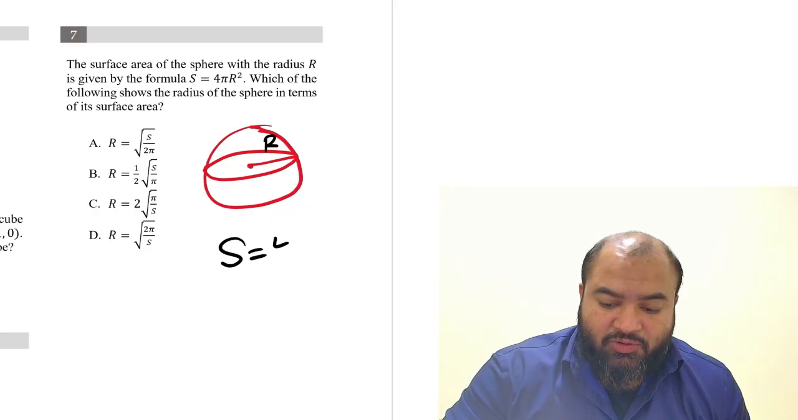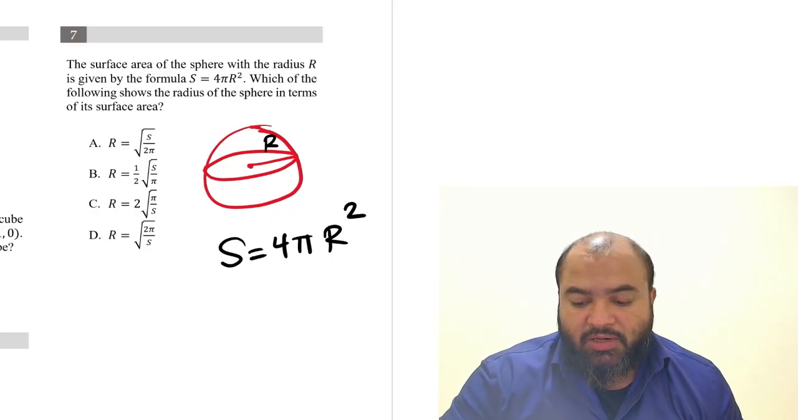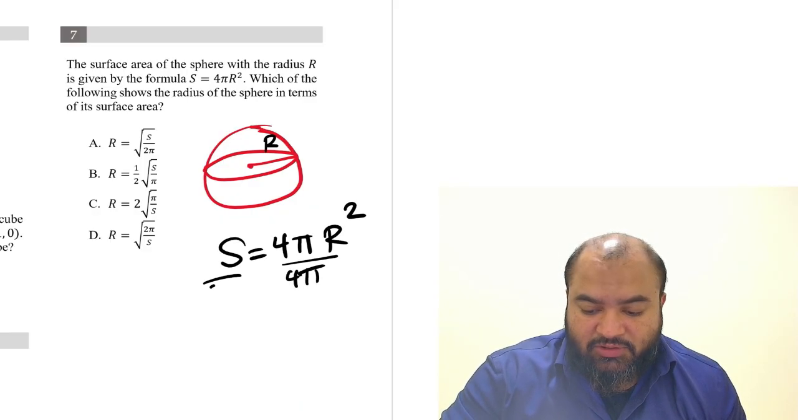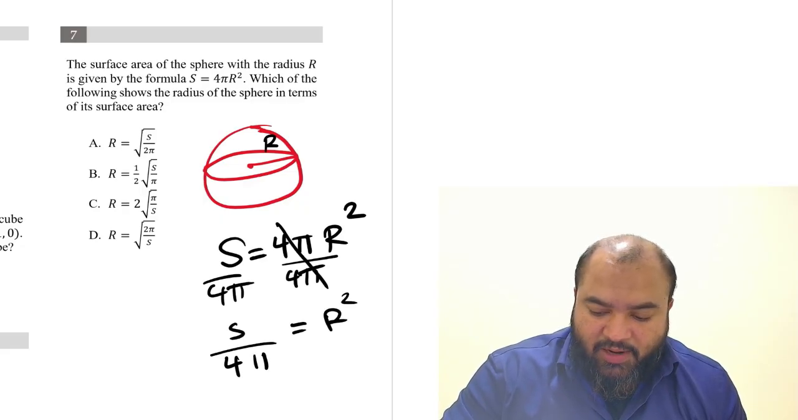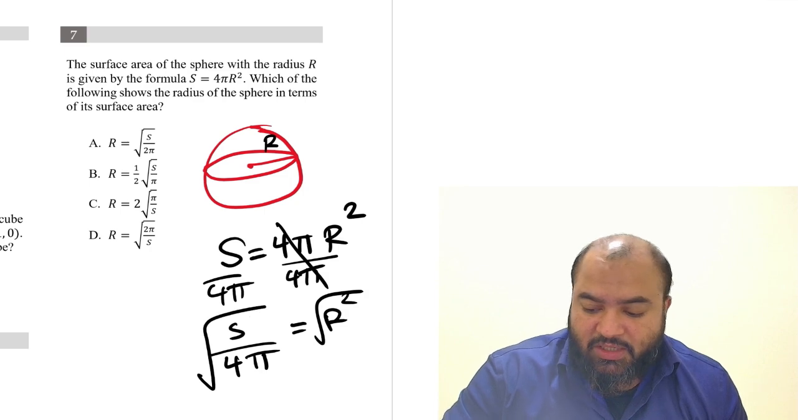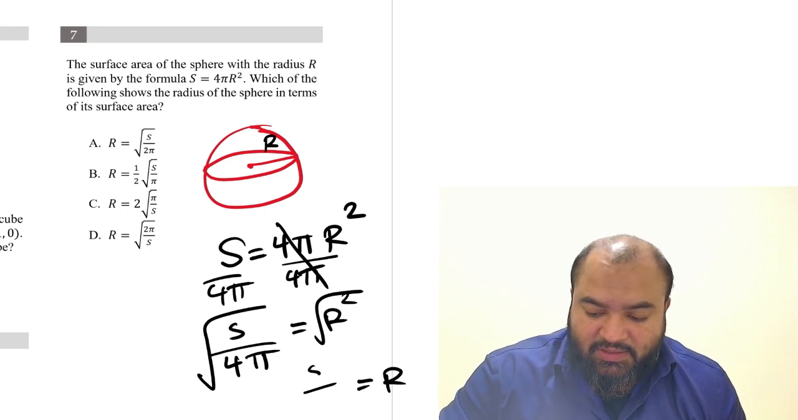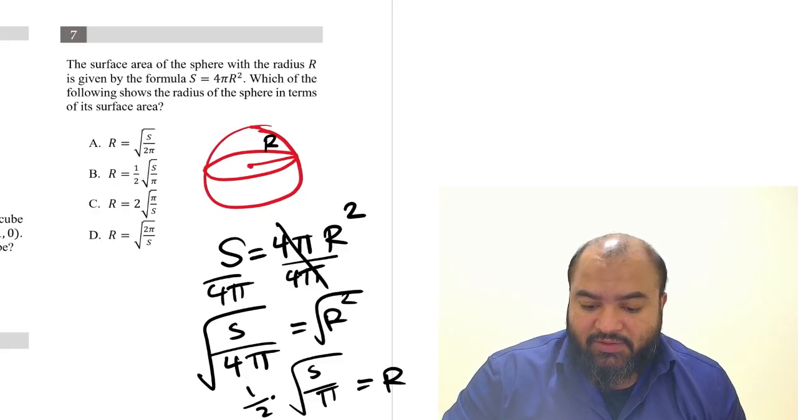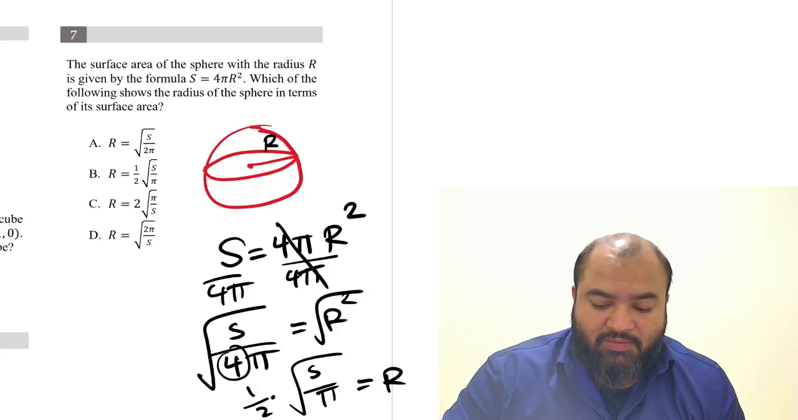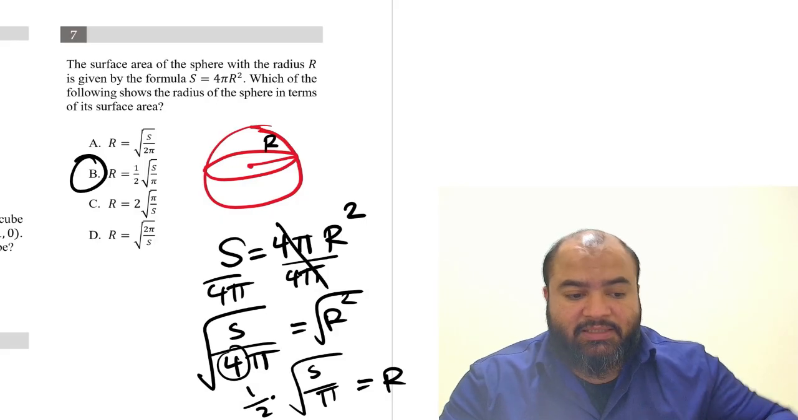So s equal to 4 pi r squared. First we can just divide by 4 pi both sides. So r squared equal to s over 4 pi. Now we square root both sides. So r equal to square root of s stays inside. Square root of pi, we don't know. But square root of 4 is 2. So remember, that's in the bottom. So it's 1/2 square root of s over pi. Make sure the 2 is in the bottom denominator. So B is the answer.